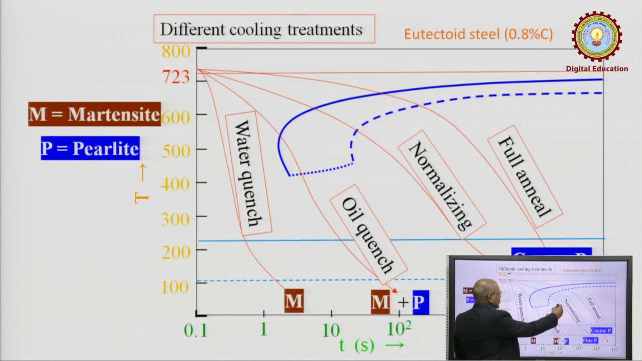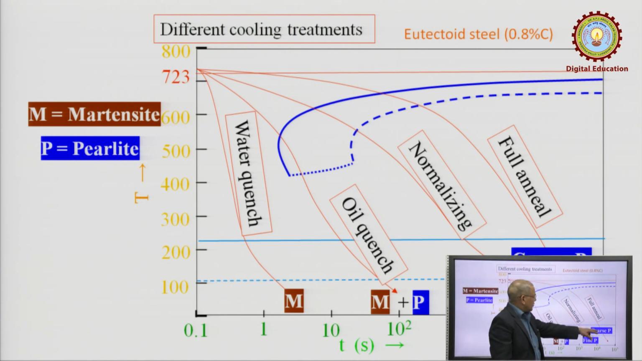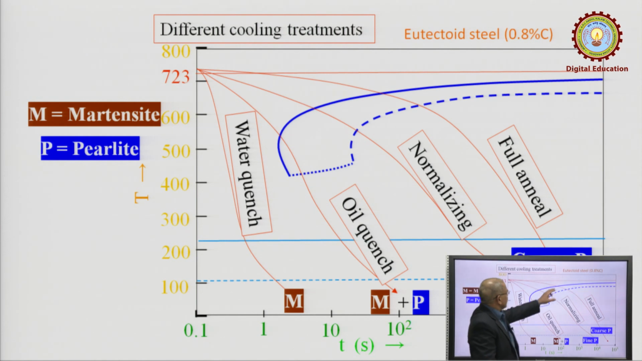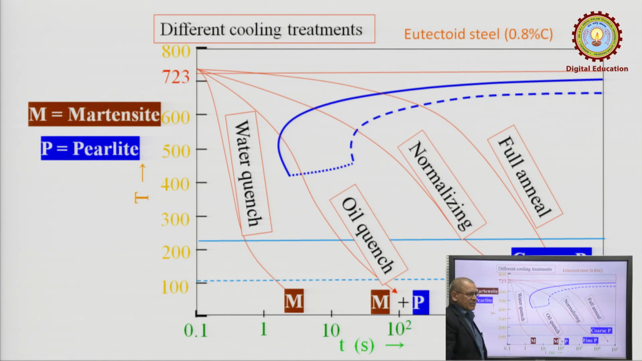Still for the slower cooling rate which has been followed in case of full annealing, the austenite is getting transformed into coarse pearlite. So, in case of full annealing, the austenite will be getting converted into coarse pearlite. This graph has been taken for eutectoid steel, which generally contains a carbon percentage of 0.8%.